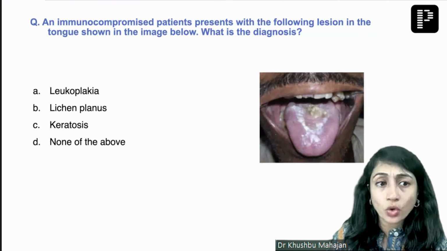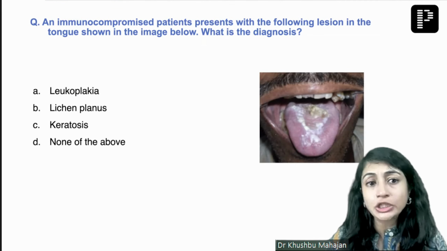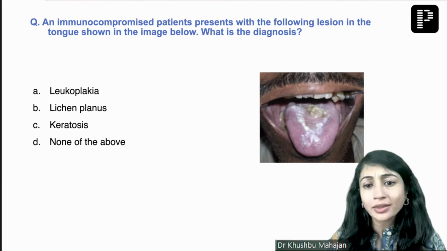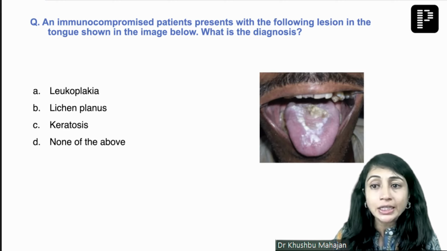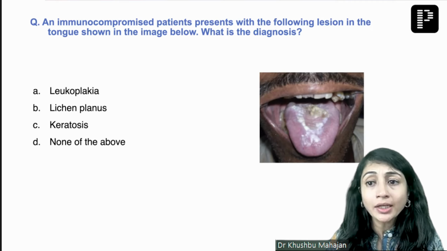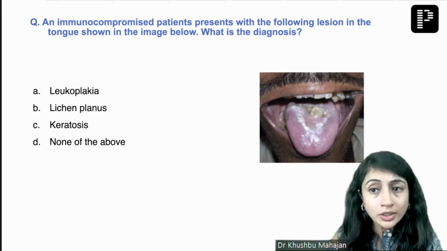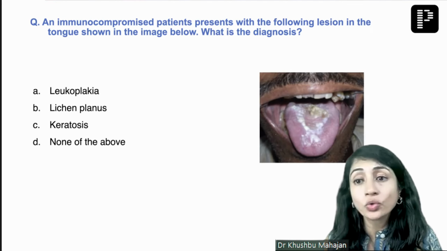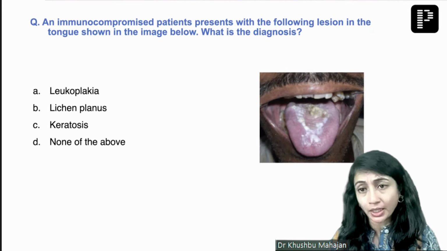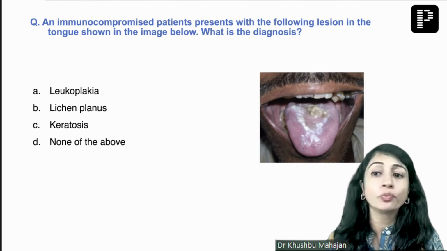The next question was, an immunocompromised patient presents with the following lesion on the tongue. What is the probable diagnosis? So when I look at the tongue, I see some whitish adherent plaques. And in the question, I've been told that the patient is immunocompromised. So here, my answer would be leukoplakia. Any white patch for which a cause has not been determined, especially in an immunocompromised individual, think of leukoplakia.